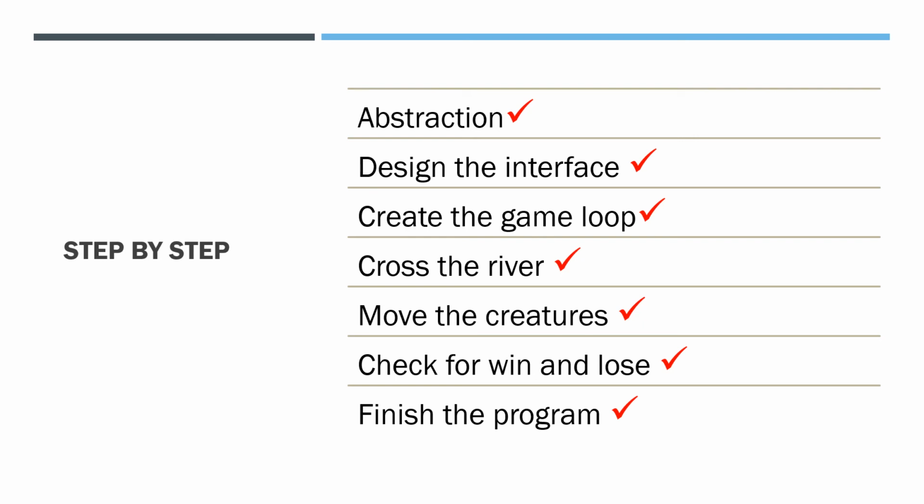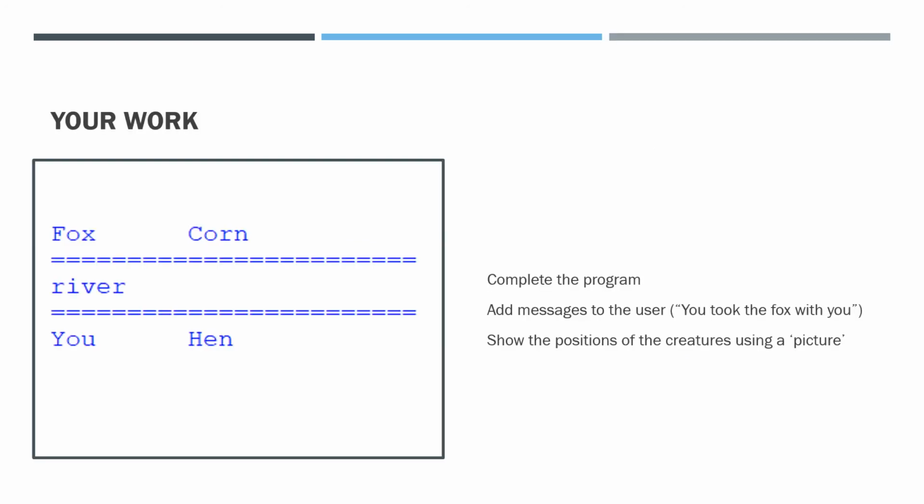We've done it. We've got a working program that solves the Fox and Hen game. If you're my student, I'd like to see that. I'd like to see that program. You can document it or just show me the program. You could run some tests and show me the tests. All this would be great to see. So your work is to complete the program. You can improve it as well if you've got time.